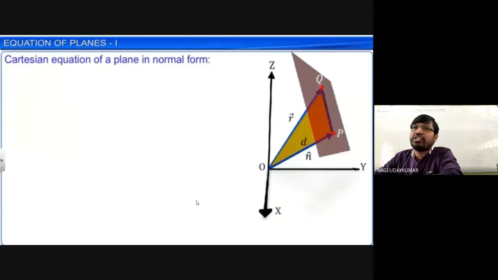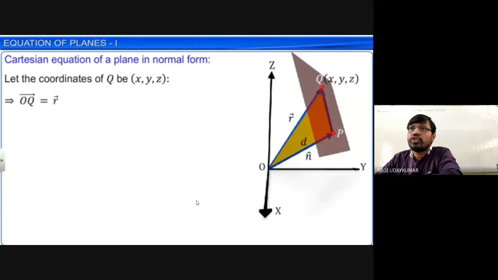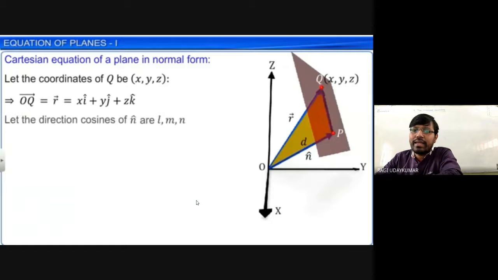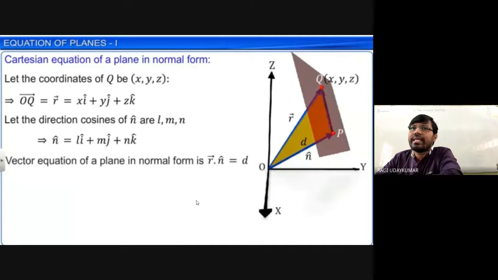Now the Cartesian equation of a plane in the normal form. This form is called the normal form of the equation of a plane. When the normal is given, consider the coordinates of Q as x, y, z, and therefore the position vector is xi plus yj plus zk. The direction cosines of the normal vector are l, m, n. So n cap is equal to li plus mj plus nk, because l, m, n are the direction cosines.